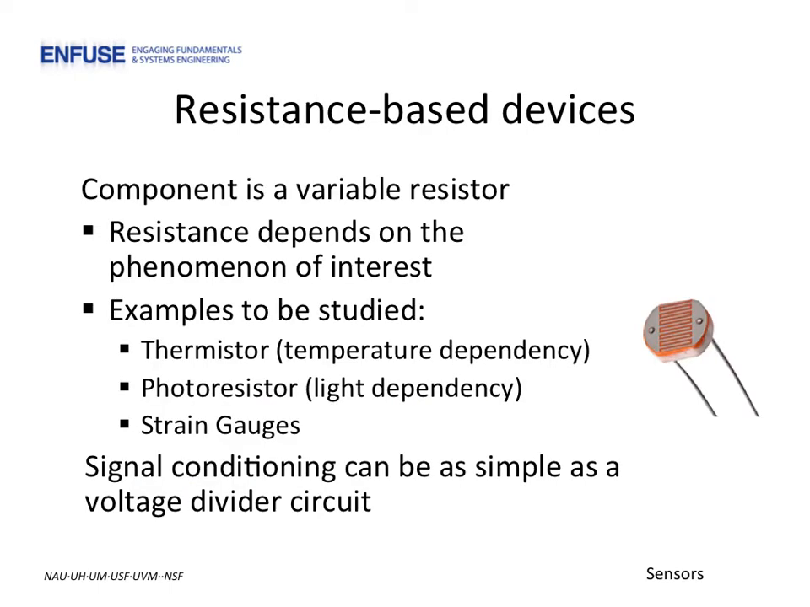The first category of sensing devices are those whose resistance changes with the parameter of interest. We'll study in more detail in subsequent clips those sensors whose resistance depends on temperature, that is the thermistor, light, the photoresistor, or strain gauges, and resistive networks such as a voltage divider that can be used with these devices. Other resistive sensors include those that respond to, for example, moisture or touch.